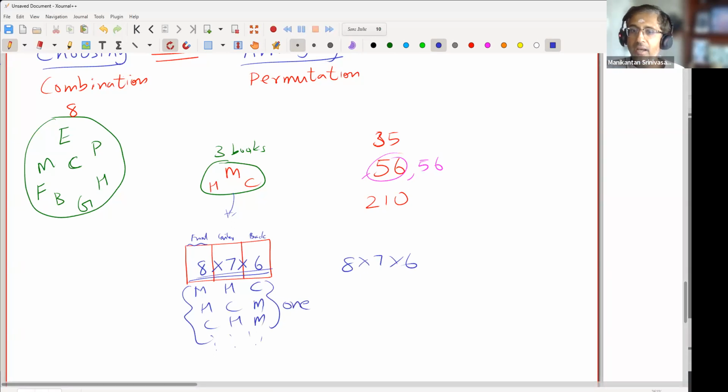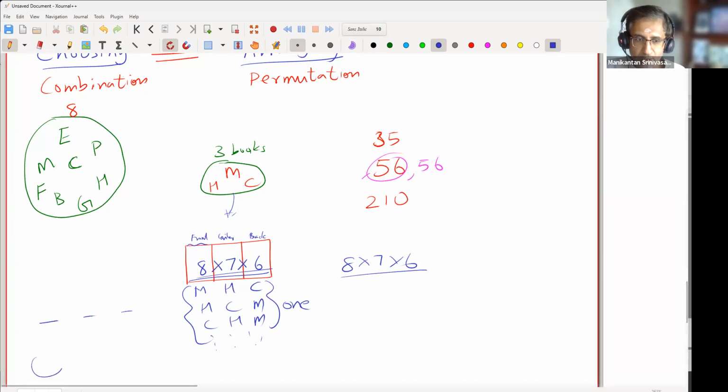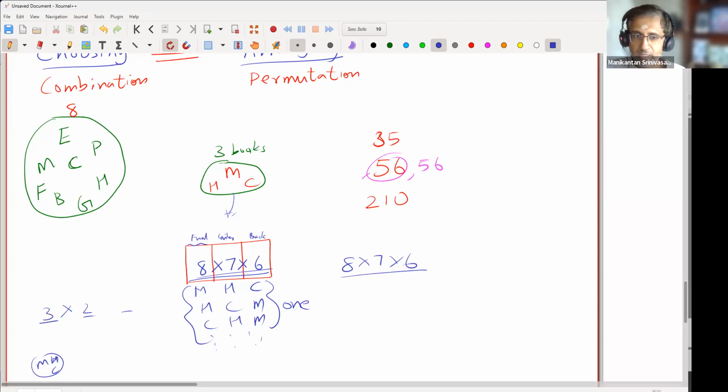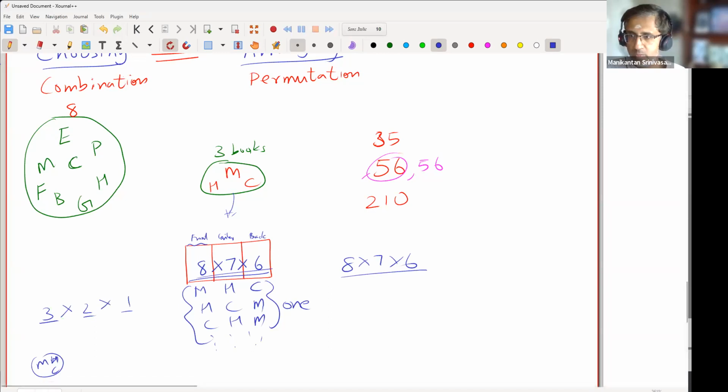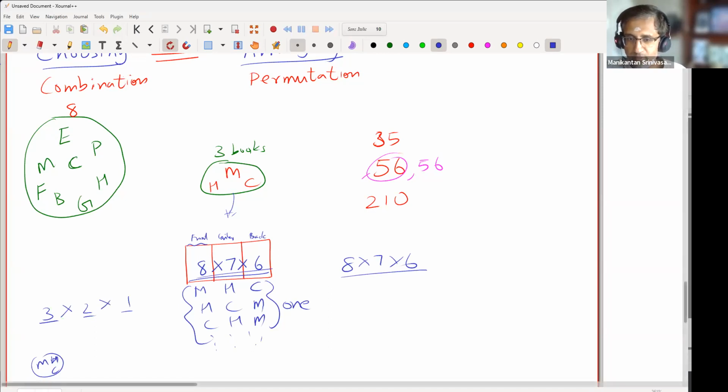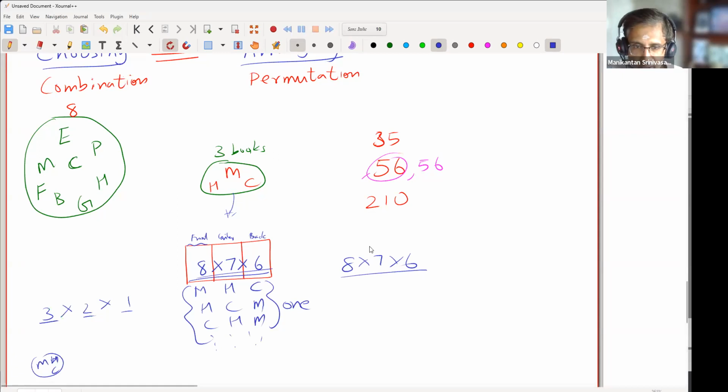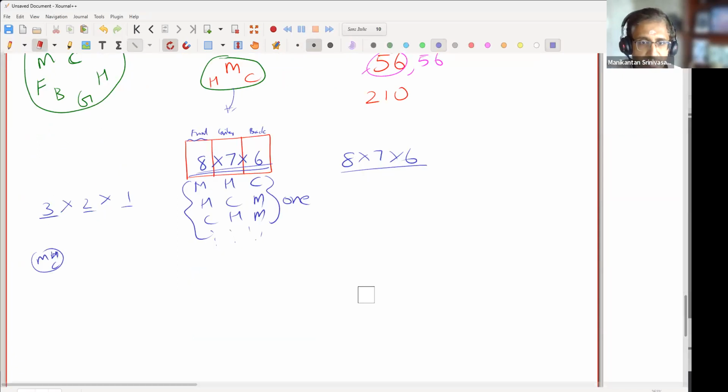How many? For each set of triplet, for each M, H, and C, in how many ways can I arrange them? For example, let's say M, H, and C are already chosen. I can call any one of the 3 to occupy the first spot, any one of the remaining 2 for the second spot, and naturally the last one has to be the third spot. So there are 6 ways, if I write out all of them in alphabetical order. So let's erase this.